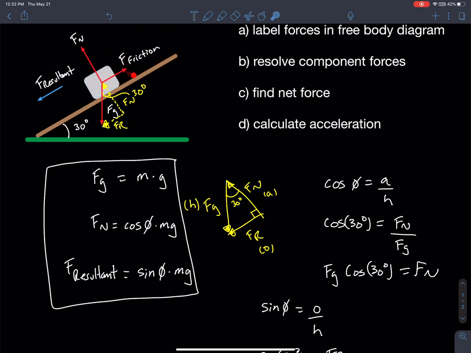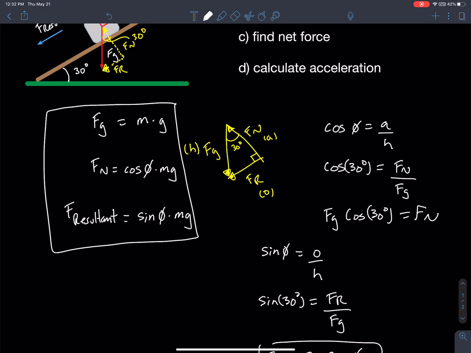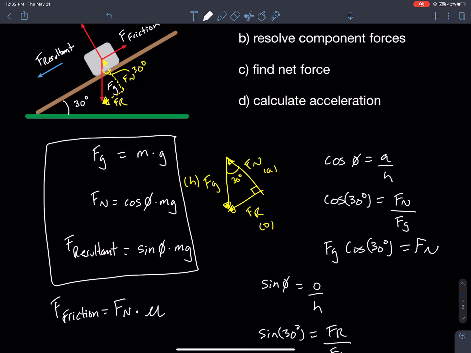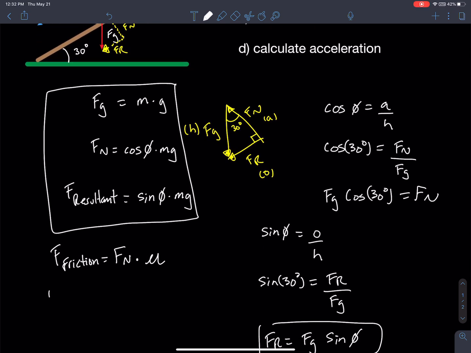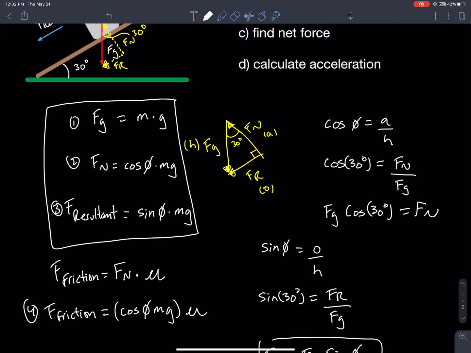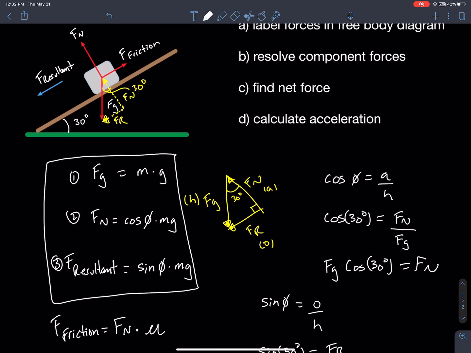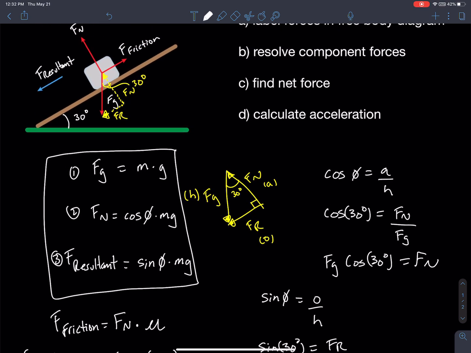How do we calculate the force of friction? Well, that last part, the force of friction, is equal to Fn times mu, or the friction coefficient of that surface, if we're talking about dynamic friction or static friction. So the force of friction is equal to cos theta mg times mu. All right, so that I can call that 1, 2, 3, 4. Now we have all the formulas to be able to calculate all the forces around that sliding object on the inclined plane.